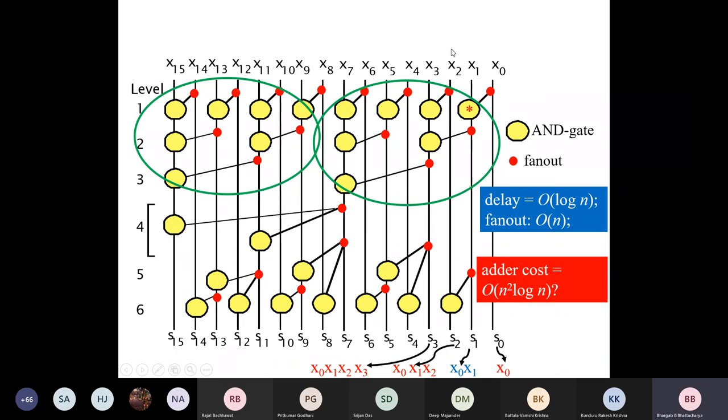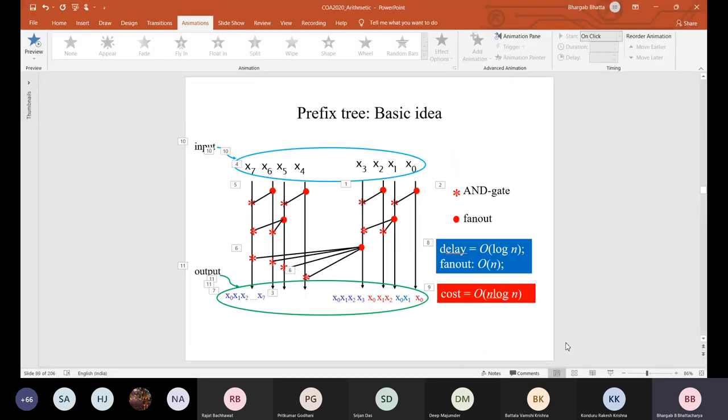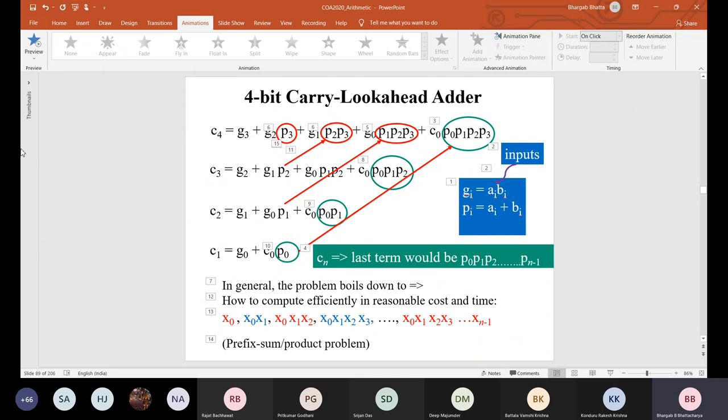This is about this prefix generation, right? Like if we have this x0 to x15, and then you can generate this prefix sum, and the cost so far is n log n that we have seen, right? But what about the adder cost? Okay, so let us go to the previous slide and see this slide again.